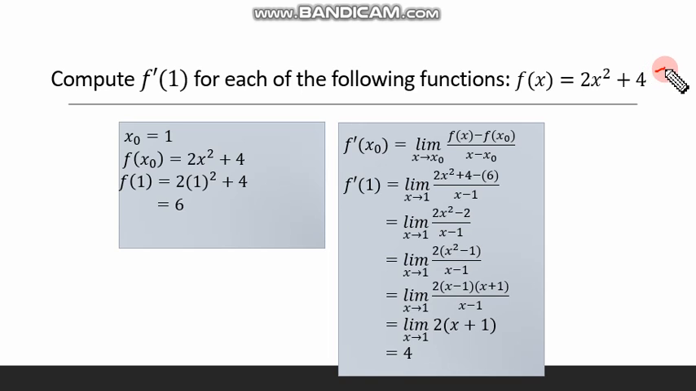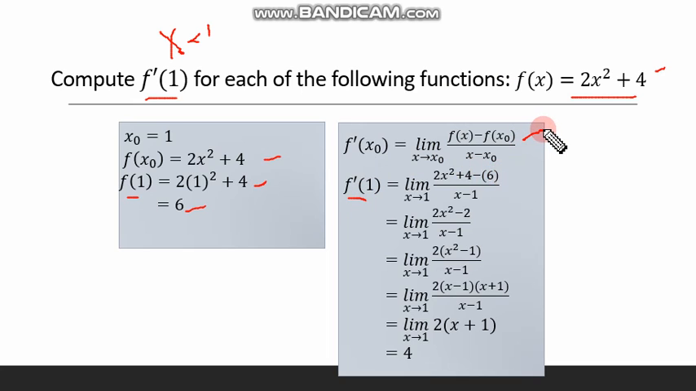Okay, for number 2, we'll get f prime of 1 with the function 2x squared plus 4. Again, x sub 0 here is equal to 1. Now, we don't have f of x sub 0, or y sub 0, so let's get that first. f of 1 is equal to 2 times 1 squared plus 4. 1 squared times 2 is 2, plus 4 is equal to 6. This is our f of x sub 0.